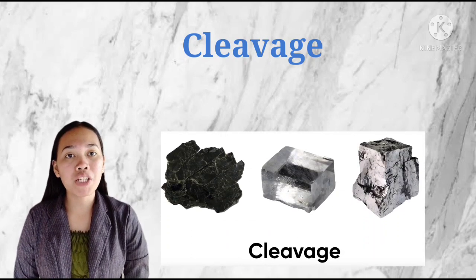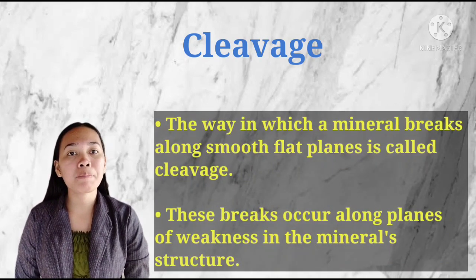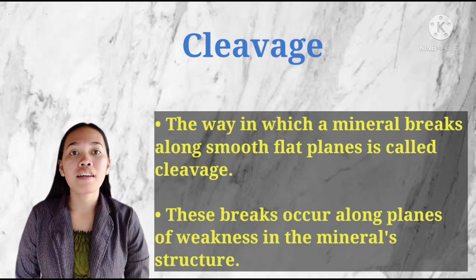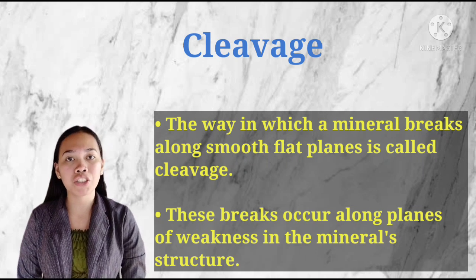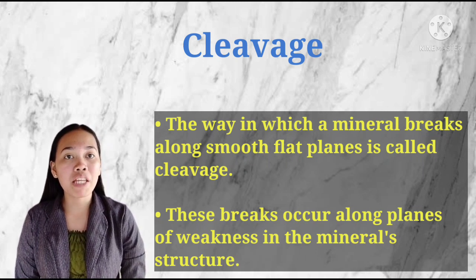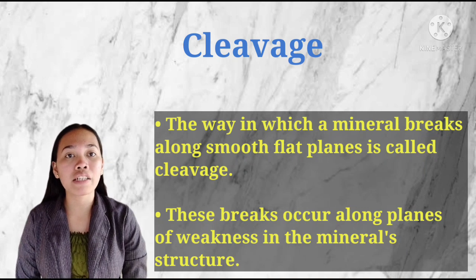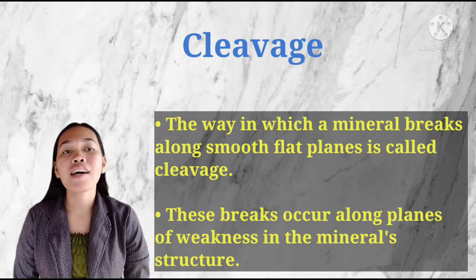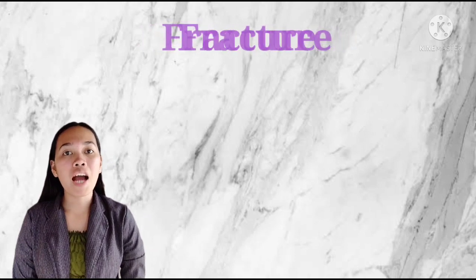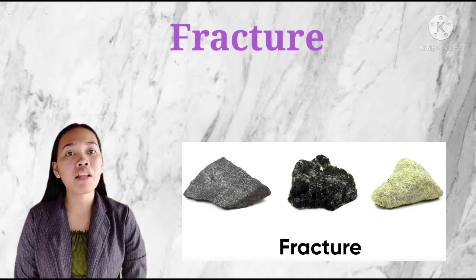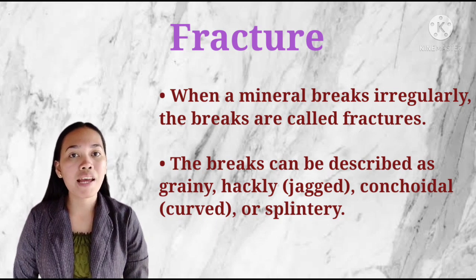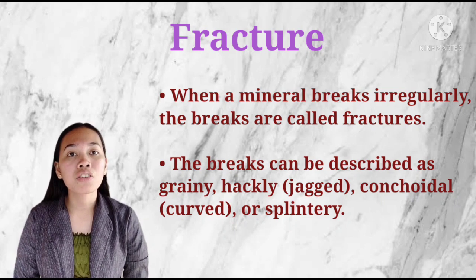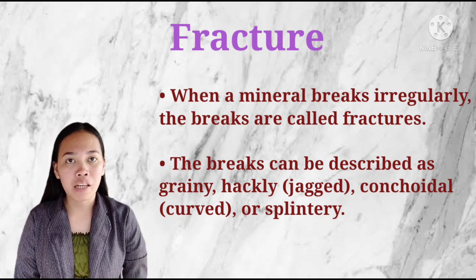The way in which a mineral breaks along smooth, flat planes is called cleavage. These breaks occur along planes of weakness in the mineral structure. However, if a mineral breaks along an irregular surface, it does not have a cleavage. Fracture is when a mineral breaks irregularly. The breaks are called fractures. The breaks can be described as grainy, hackly, conchoidal, or splintery.